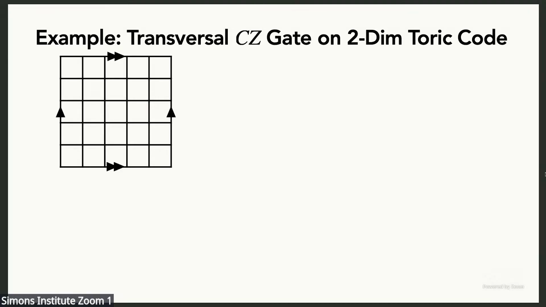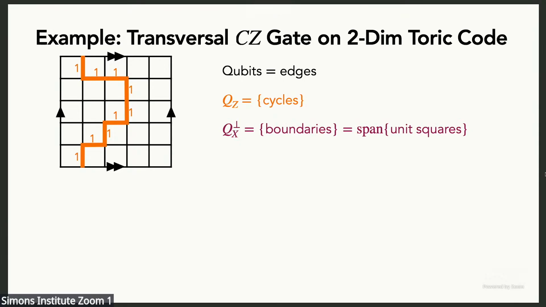So if we take a 2D toric code and cut it open and lay it out on a surface with periodic boundary conditions, the qubits correspond to edges. Our code QZ in our CSS code for the 2D toric code just consists of cycles. So here's an example of a cycle. It's just the codeword that is 1s along this orange cycle and 0s everywhere else. And then QX perp corresponds to boundaries of squares, or it's the span of all the unit squares in this lattice. So for instance, the vector that's just 1s on the 4 edges of this square and 0s elsewhere is an element of QX perp.